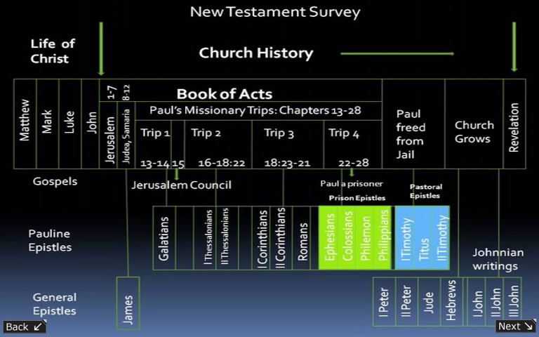Then we have the prison epistles, written while he was a prisoner in Rome. This is Ephesians, Colossians, Philemon, Philippians. And then when he was freed after the book of Acts, he writes the pastoral epistles, 1st and 2nd Timothy and Titus.